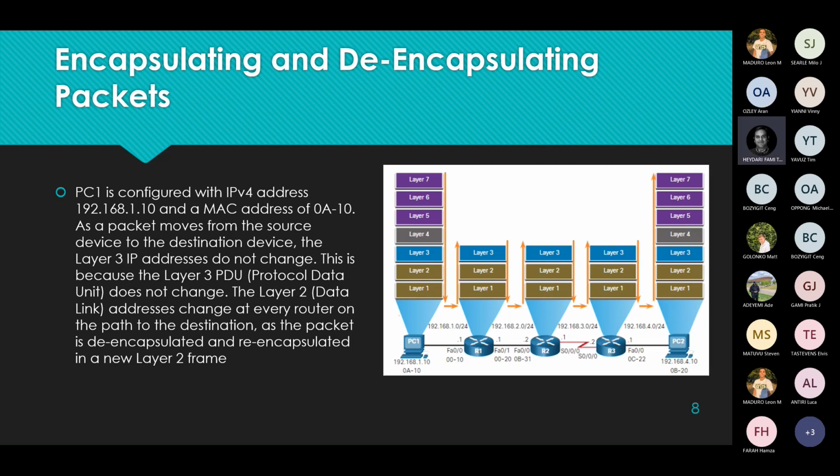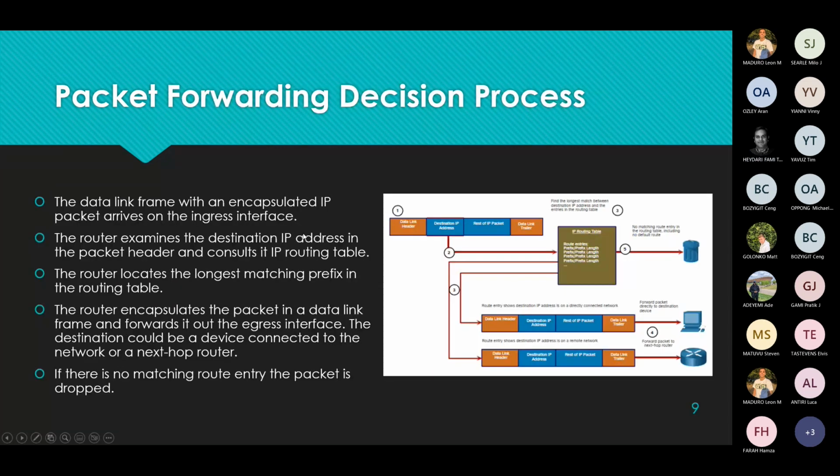Okay, move on, Milo. The packet forwarding decision process. This slide is very important. It tells you the story that I told you earlier about how routing protocols work. The data link frame with an encapsulated IP packet arrives on the ingress interface. The router examines the destination IP address in the packet header and consults its IP routing table.